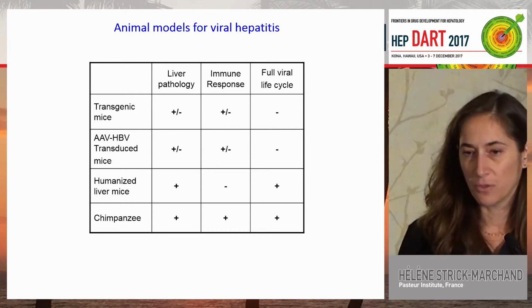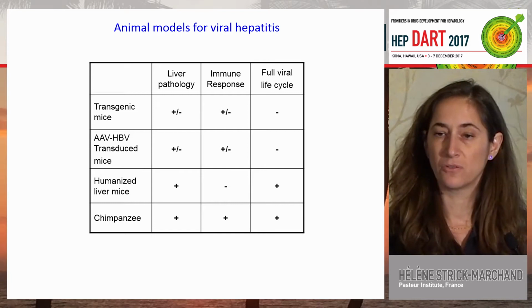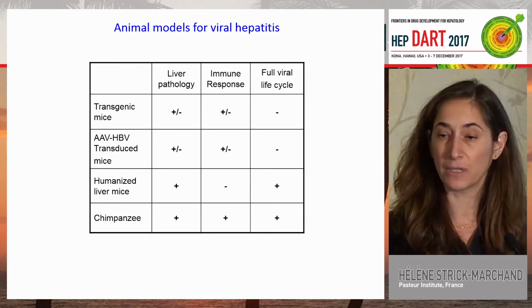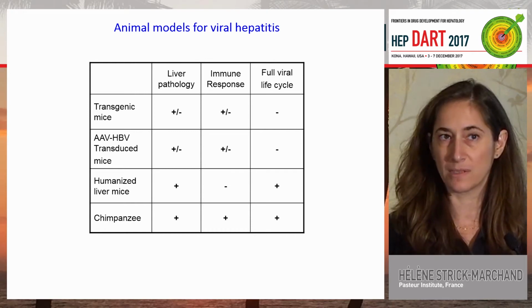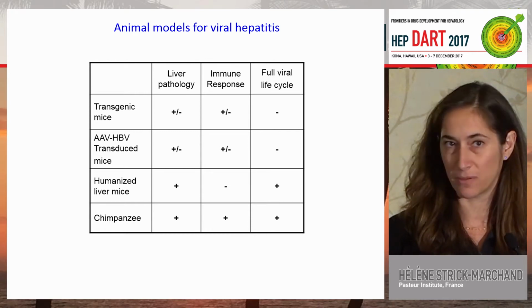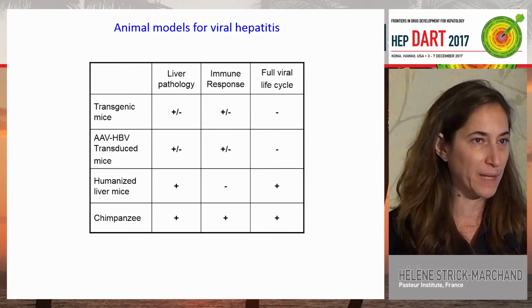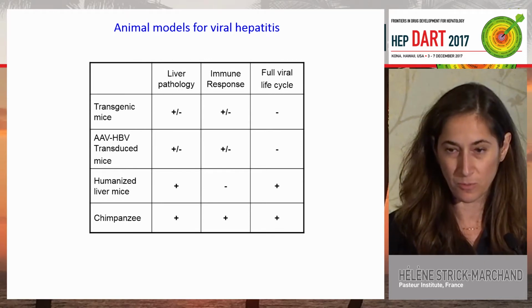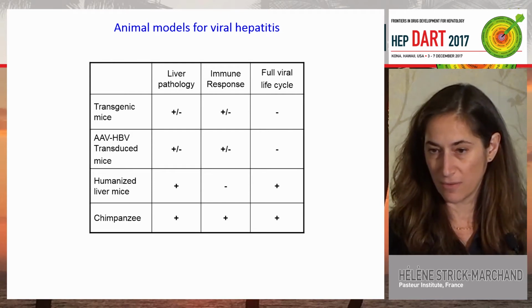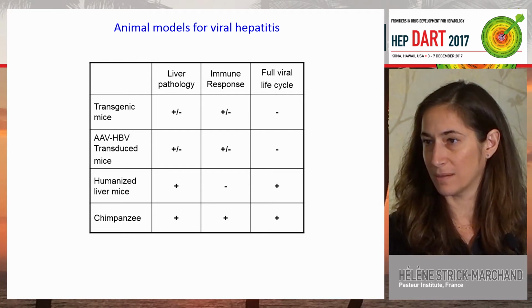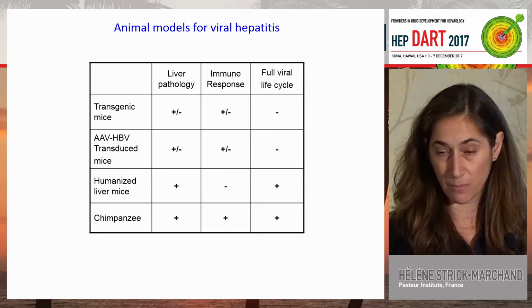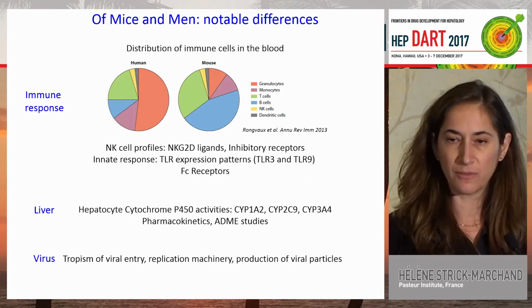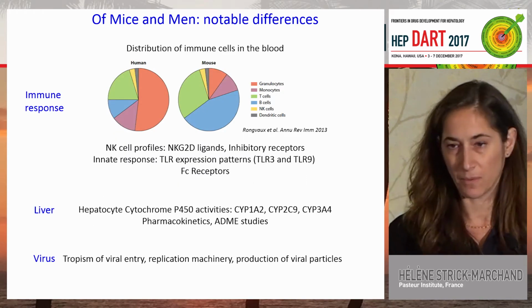The use of humanized liver mice is interesting because you're using human hepatocytes and you're looking at a full viral life cycle. However, you don't have an immune system in these animals since they are immunosuppressed to be able to accept the human grafts. And the chimpanzee model, as everybody in the room probably knows, was essential to develop vaccine strategies, yet the ethical considerations have limited their use, and their numbers were difficult to have large cohorts.